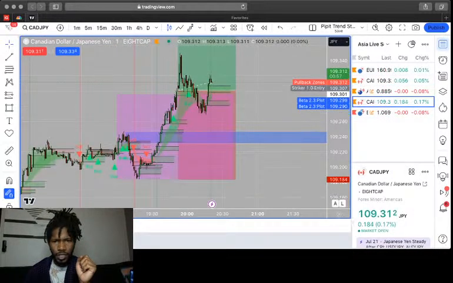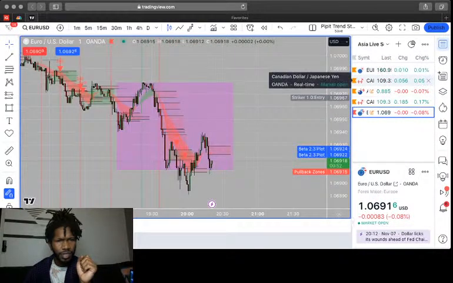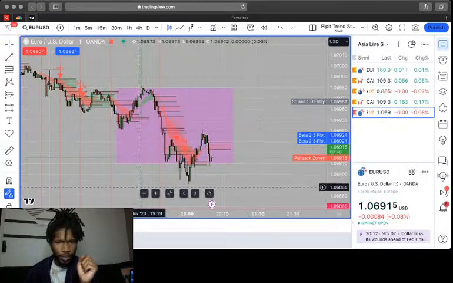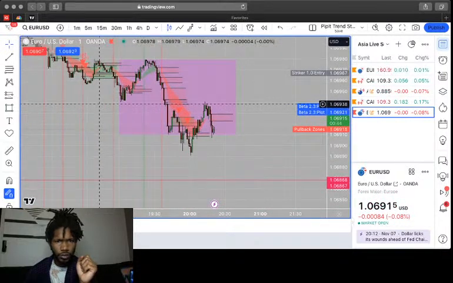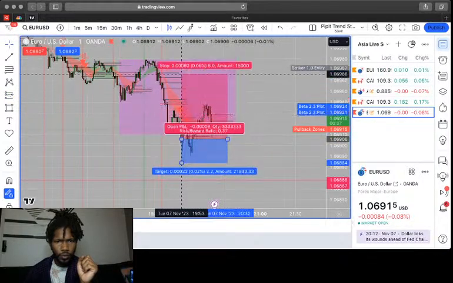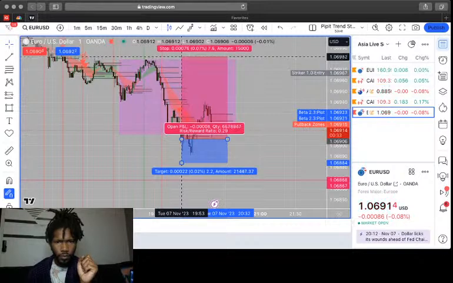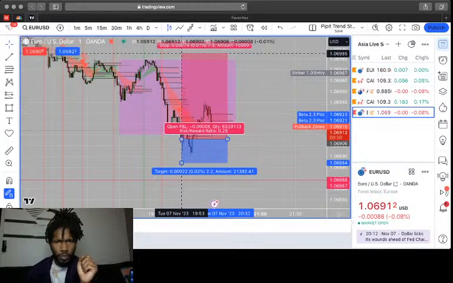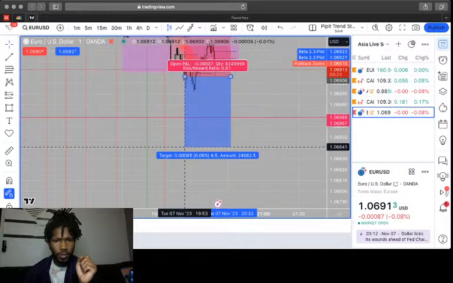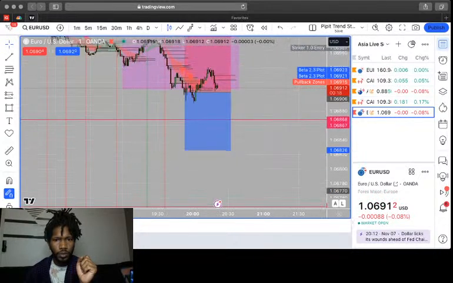We got CAD-J that's in profit. Wait, did I add CAD-J twice? I sure did. And EU, we have EU running. Let's see, EU. I could have sworn I had EU already marked up. I did an 8 pip stop loss, and the target was 7.6. We could just say 1-to-1.